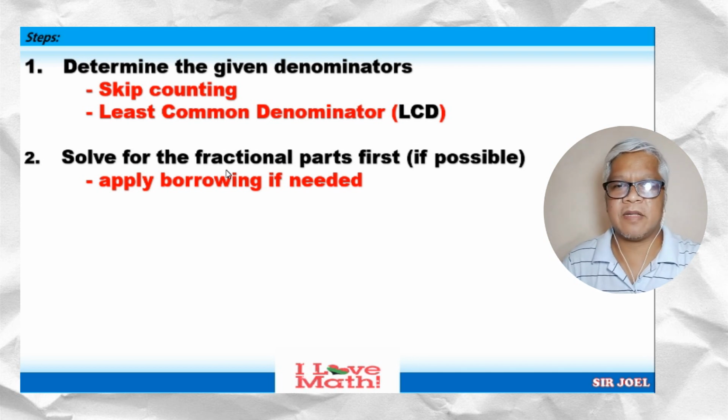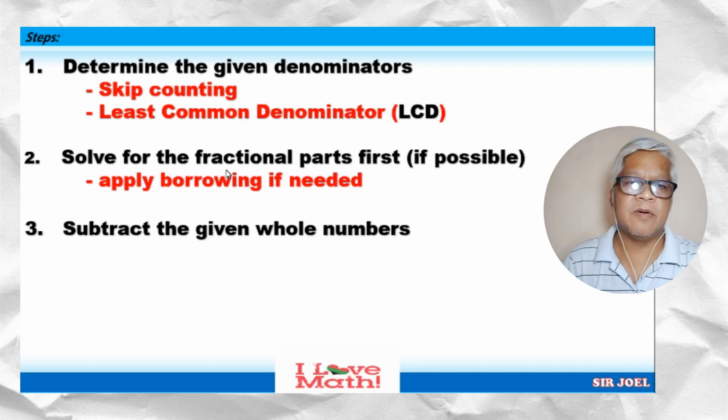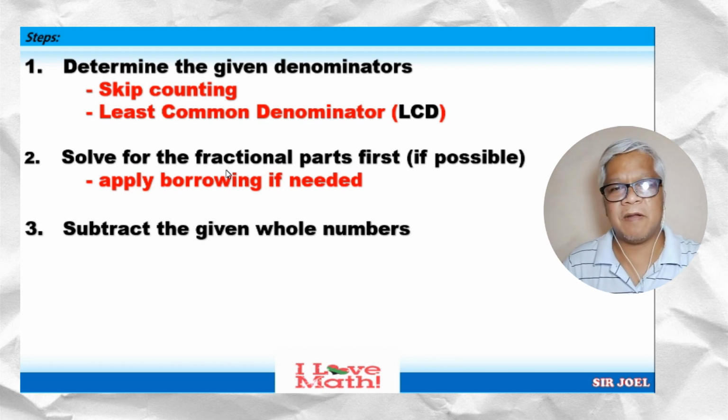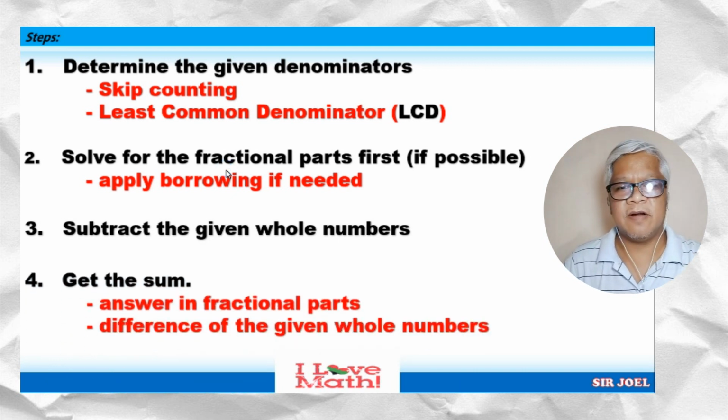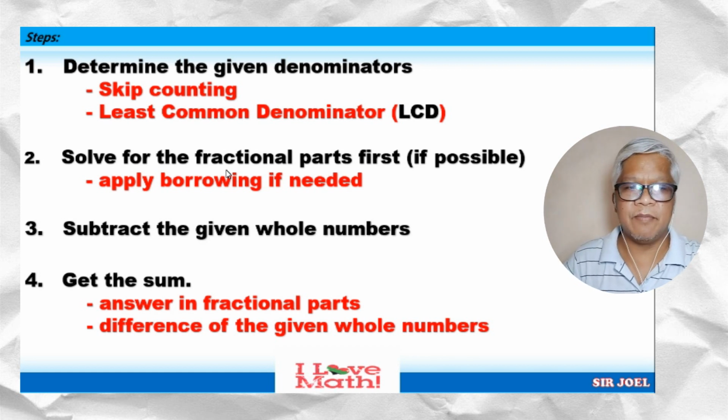Then step number 3, subtract the given whole numbers. So matapos mong isolve yung fractional parts, after getting the difference, ay di yun daw namang difference of the given whole numbers. And lastly, get the sum. Sum of what? Your answer in fractional parts and your answer dun sa difference of the given whole numbers. At ito ang steps na dapat nating sundin in order to solve problems regarding subtraction of dissimilar fractions.